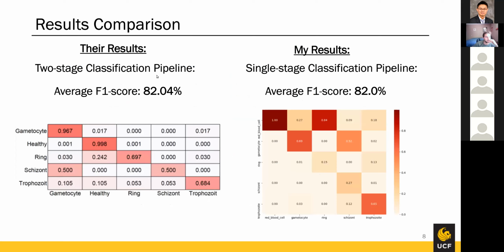Again, they didn't focus as much on getting the highest results possible, but I was still able to almost match their results with a single stage pipeline instead of the 2-stage. And so this is from their paper. This was their confusion matrix, and it seems pretty standard. They had a couple misclassifications with these more imbalanced classes.